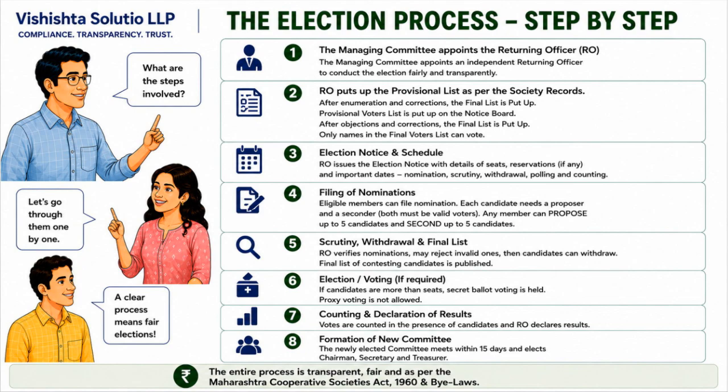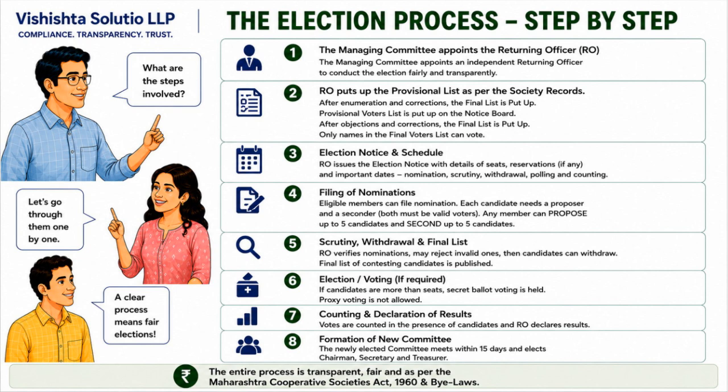First, the managing committee appoints an independent returning officer, whose job is to oversee the election impartially. Next, the returning officer posts the provisional voters list based on society records, which is open to review for any corrections. After addressing objections, the final voters list is published, and only those on this final list can vote.